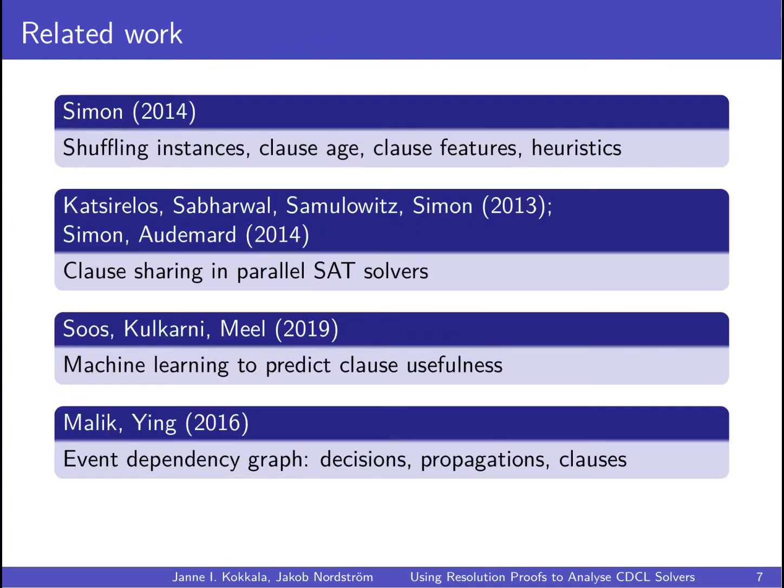A similar approach of looking at proofs has been used in a few earlier works. For example, Simon in 2014 performed a thorough analysis using the Glucose solver, asking questions, for example, how much the proofs change if we shuffle the instances, the formulas, how old the clauses that are used are, and which features can predict useful clauses, and then comparison of some solver heuristics and how they affect the proof.